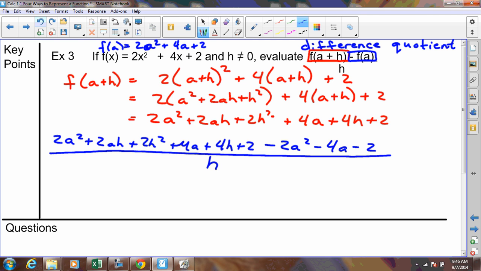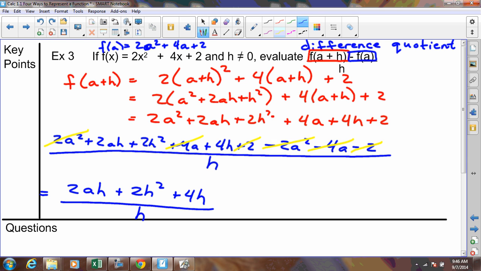Well, from this point, we can start finding pieces that will cancel. 2a squared subtract 2a squared is 0. Plus 2 minus 2. Plus 4a minus 4a. And when all of those pieces cancel, we are left with 2ah plus 2h squared plus 4h all over an h.